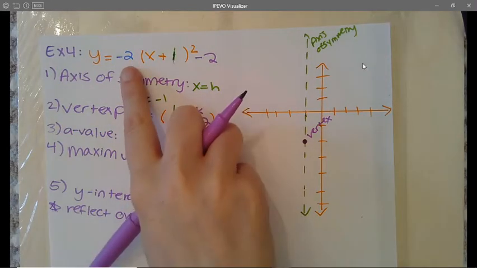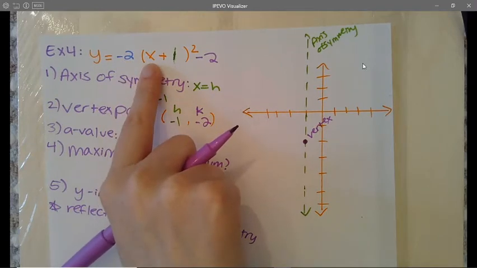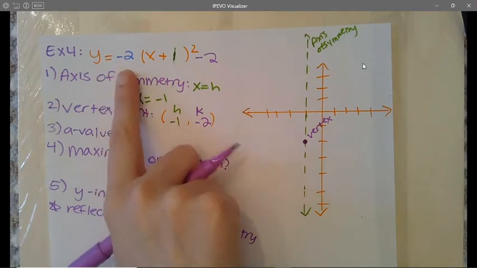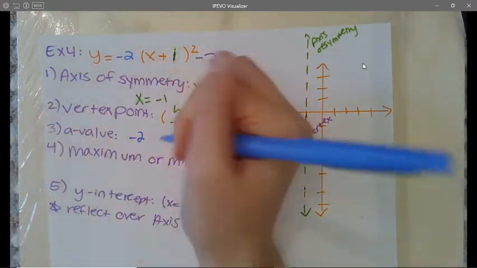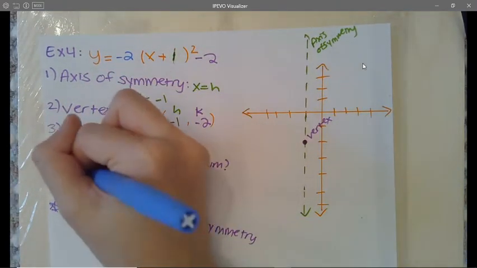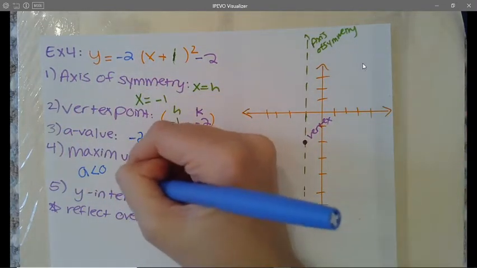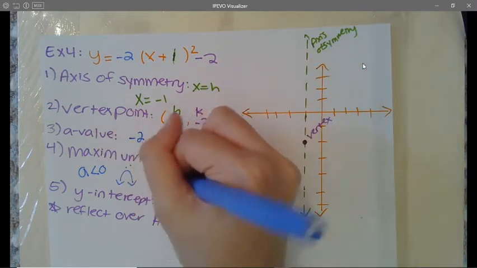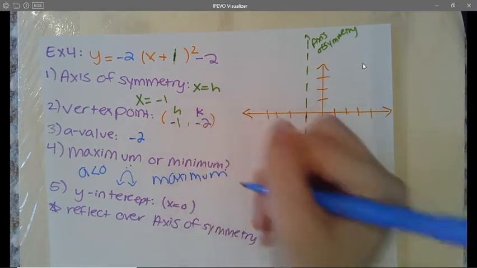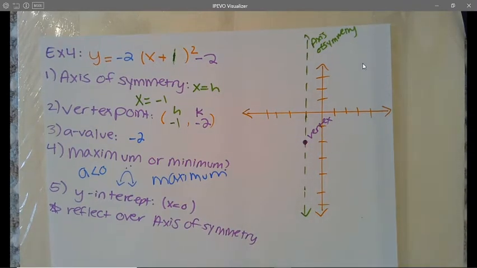The a value is the number at the very front that is right in front of the parenthesis or right after the equal sign, which in this case is a negative 2. Which means my a value is negative, so it's less than 0. And since it's a negative graph, it's a sad graph, so it has a sad face. That means we're going to have a maximum when we graph this. So it's going to be facing downward when we graph it.